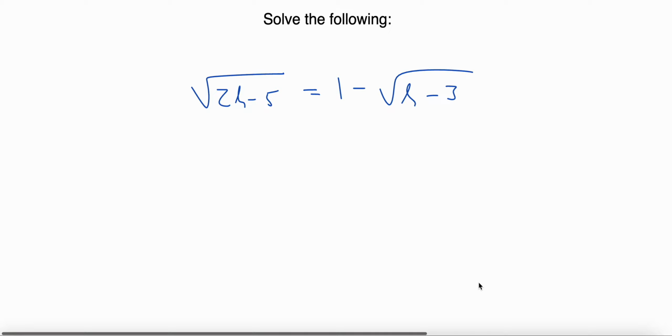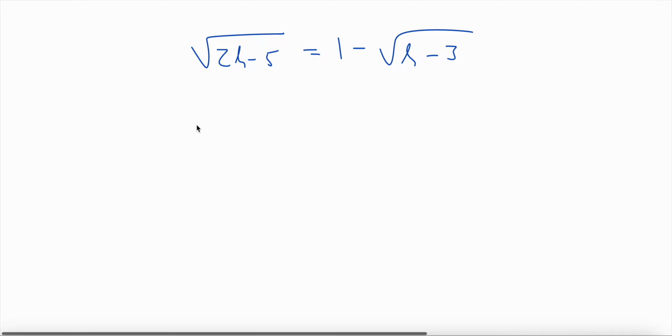In today's video, we're going to be going over the following problem. Solve the following: the square root of 2h minus 5 equals 1 minus the square root of h minus 3. Alright, let's go ahead and get started here. So the first thing we're going to want to do is square both sides.